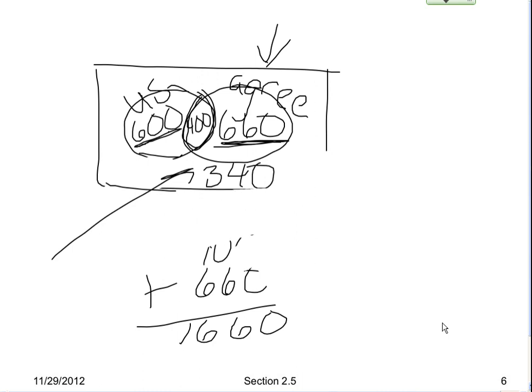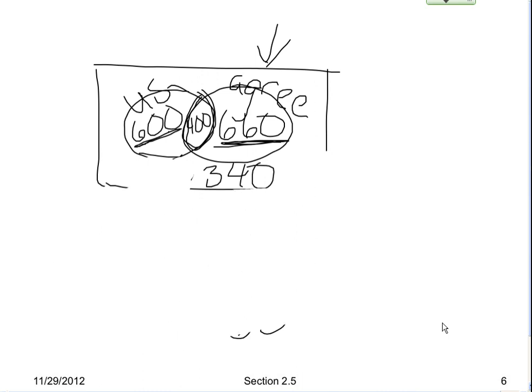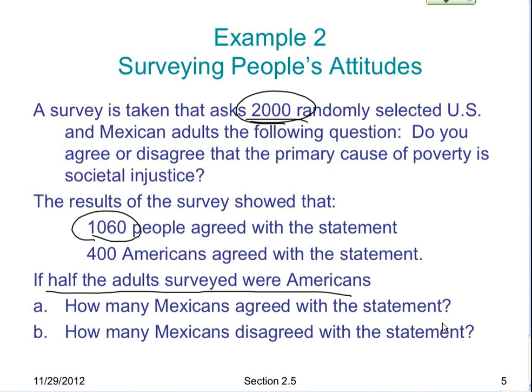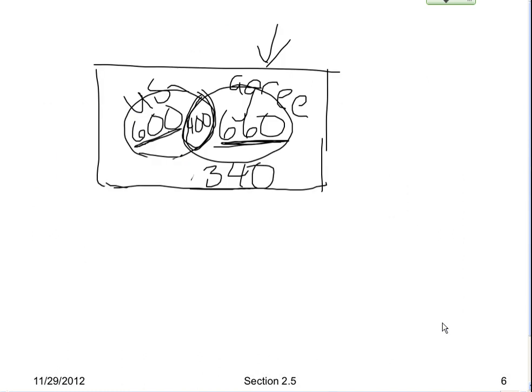All right, now let's actually answer the questions that are asked. Okay, so let's go back to the questions. How many Mexicans agree? So we have to be in the agree circle, and we have to be outside of the U.S. circle. So inside the agree circle, but outside of the U.S. circle, there are 660 Mexicans that agree.